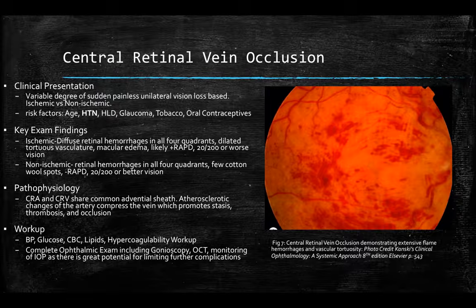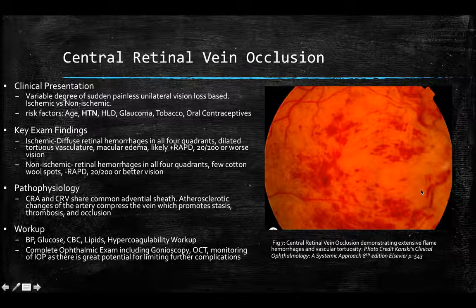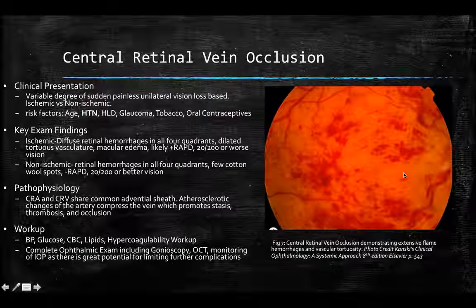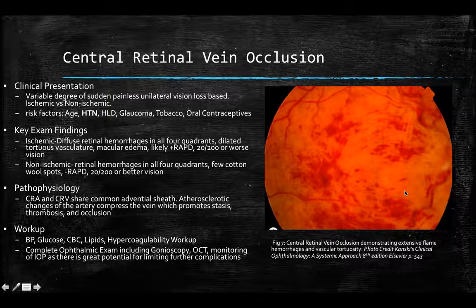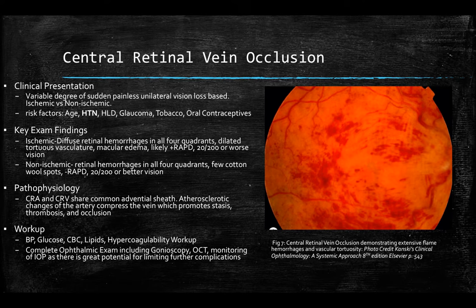What are the key exam findings to look for? Well, as you see in Figure 7, you have diffuse retinal hemorrhages in all 4 quadrants. You see dilated and tortuous vasculature, and they're not greatly appreciated in this fundus photo, but still worthy to mention is macular edema. The vision in an ischemic version is going to be 20/200 or worse. Now you can have a non-ischemic central retinal vein occlusion, and basically what this is going to look like is just a milder version. You might see a few cotton wool spots, and you probably don't see a relevant afferent pupillary defect in that condition.